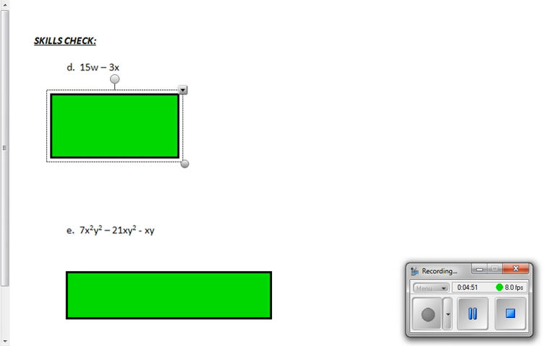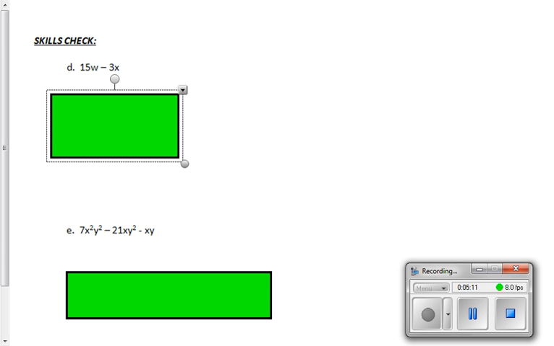Next two examples, I want you to pause the video here and try to work through a few of these on your own. Again, start out with your numeric value, figure out what you can factor out numerically, and then see if you can factor out a variable. So go ahead and pause, and work through example D.